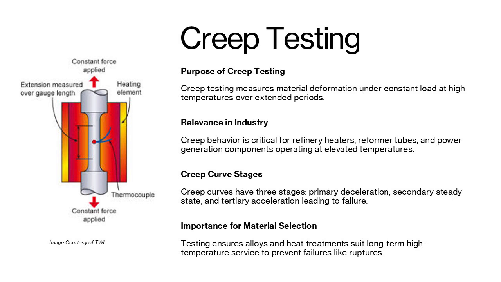Creep curves illustrate three stages: primary, decelerating; secondary, steady state; and tertiary, accelerating, leading to failure. During procedure qualification or material selection, creep testing ensures that alloy compositions and heat treatments are suitable for long-term high-temperature exposure. This helps prevent failures such as bulging, tube thinning, or catastrophic rupture in high-temperature service.